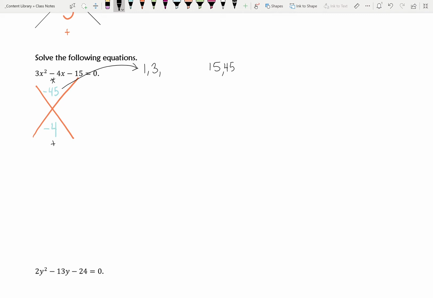4 doesn't go in there. 5 does. We have 9 and 5. And 5 and 9 will be the ones to give you 4. So what combination of 9 and 5 would give you a product of negative 45 and a sum of negative 4? That would have to make the 9 negative. And then I can draw my box.